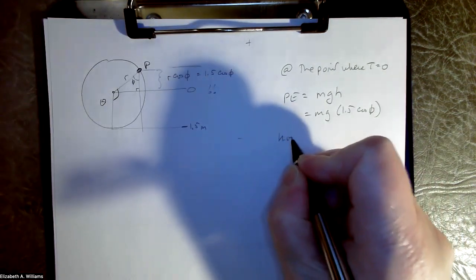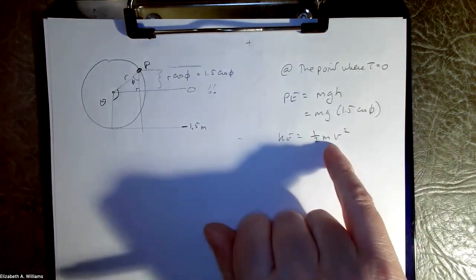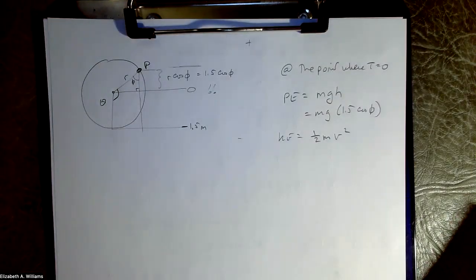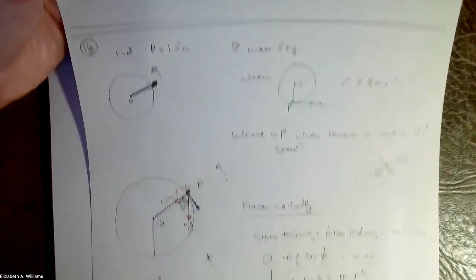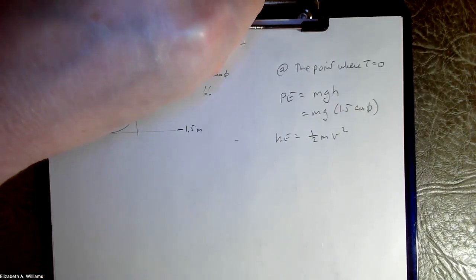Okay, and my kinetic energy is 1/2 mass velocity squared. I already said V was how fast we're going at our point. Okay, this was on the previous assignment. The letter V is going to stand for how fast I'm going at this magic point. So there's my kinetic energy there.